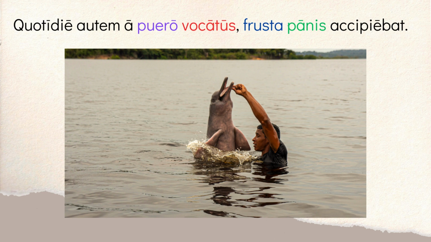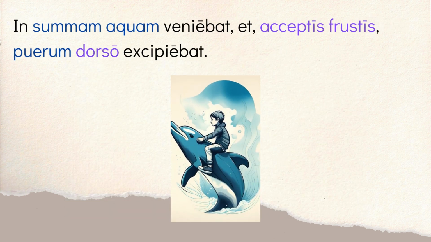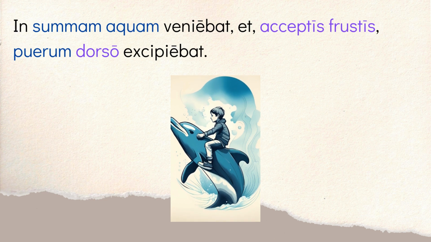Okay, but then you have quotidie, so daily, right? And the autem there might even be "moreover." So moreover, right? Vocatus, having been called daily by the boy, a puero, right? It's talking about the dolphin. So not only did the dolphin make friends with this boy, but every day, having been called by the boy, it accepted, accipiebat, right? Or used to accept, maybe ongoing action, right? Imperfect. But it accepted frusta panis, right? Scraps of bread. So it made friends with the boy, and every day it would come and the boy would feed it sort of scraps of bread, okay?